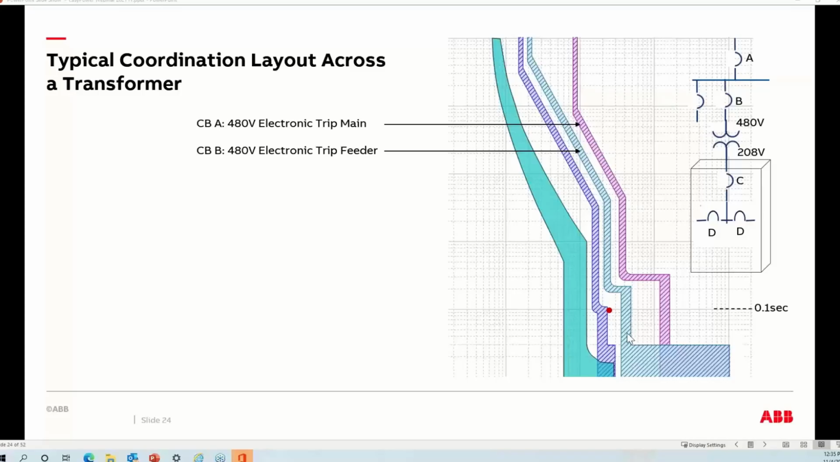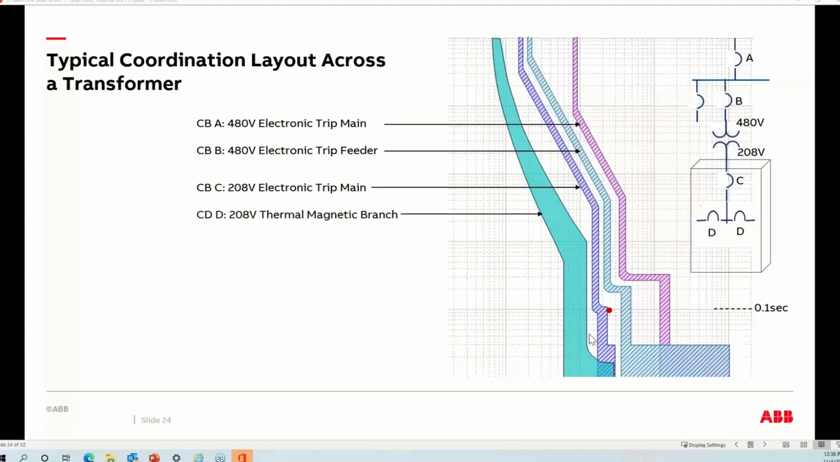In this case, I'm also using an electronic trip as the primary feeder B. Now on the 208 volt side, again, I'm using an electronic trip breaker. And then on the branch side, there's my thermal magnetic. All right, now the first key point is obviously the 480 volt side devices, they've got to be upstream of the inrush point. So I've done that. You've got to make sure that your upstream breakers are to the right and above the inrush point.